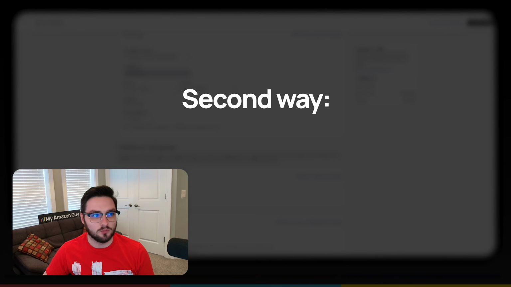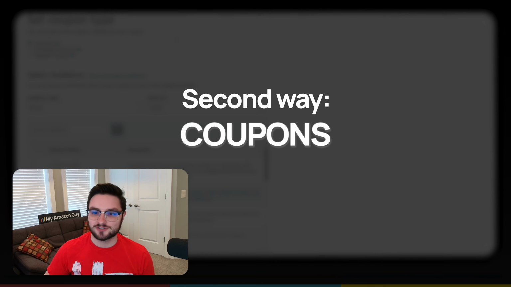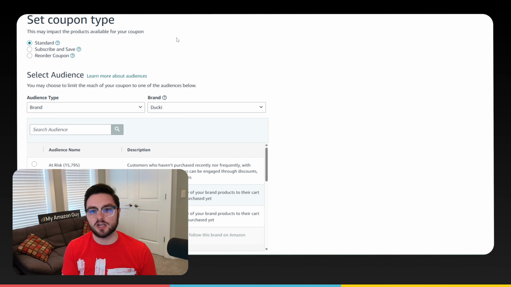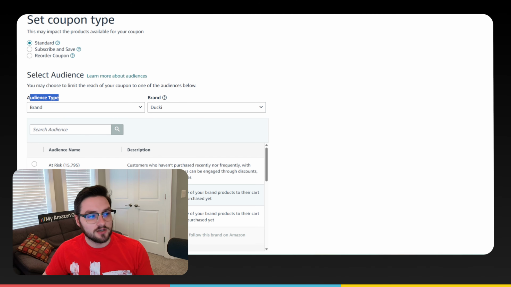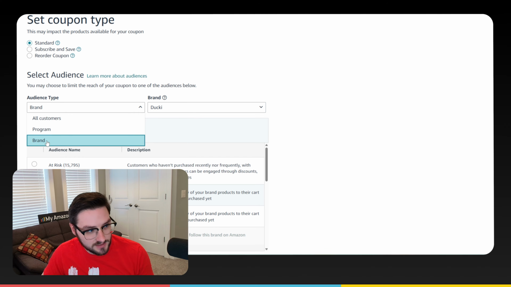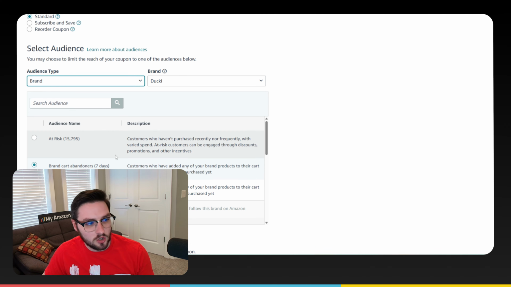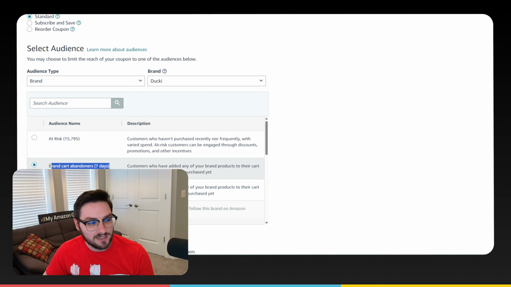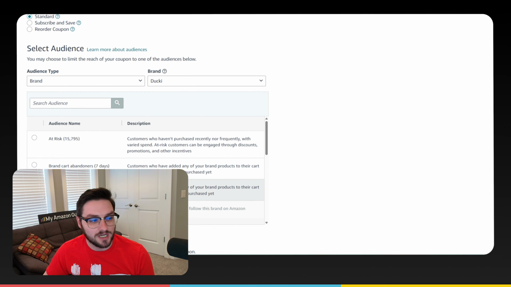The second one would be coupons. So coupons in recent years have changed in how you can actually utilize them. And there's one really, really cool one, which is where you can audience target your brand specifically. So you'll see here, you can target a few different things, but if you go to brand, you get these different audience types. And there are two very important ones. One is brand cart abandoners for 7 days, and then brand cart abandoners for 90 days.